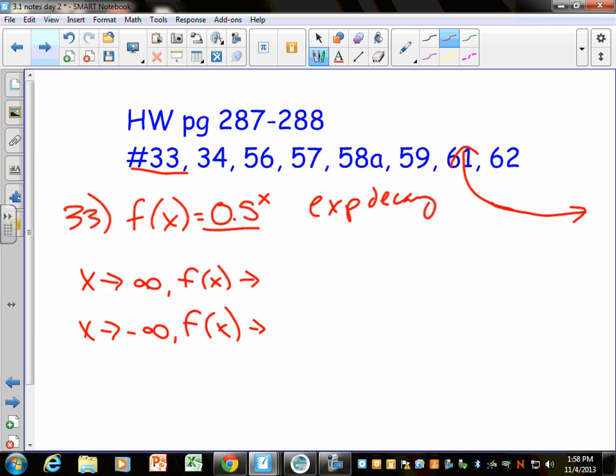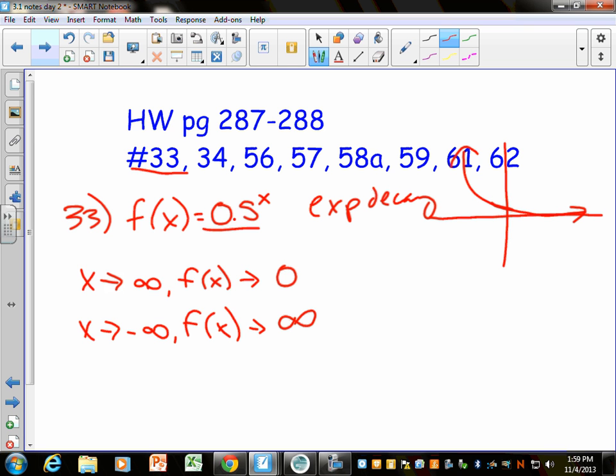So let's do the infinity side first. This is my XY plane. As I keep getting bigger and bigger values for x, what is my y value getting closer and closer to, but never quite touching? 0, because we have that horizontal asymptote, right? So I would just say it's going to 0. And what about negative infinity on this one? As I go to smaller and smaller values of x, what's happening to my y values? They're getting bigger and bigger, which means it's going to infinity.